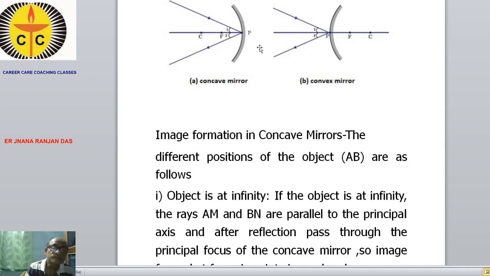So then we'll consider the image formation in a spherical mirror. First we'll consider the image formation in a concave mirror. First, if the object is placed at infinity, its image is formed at the focus of the concave mirror. Let's see how it is formed.